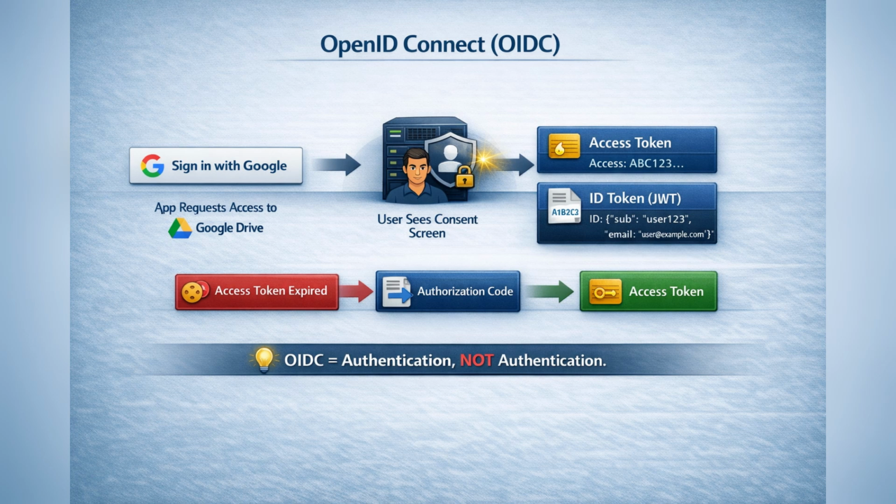When you sign in with a provider like Google, you receive an ID token along with the access token. This ID token is a JWT that contains verified information about the user. Now, the application not only has permission to access resources, but also knows exactly who the user is. That's what makes OpenID Connect a complete authentication solution.